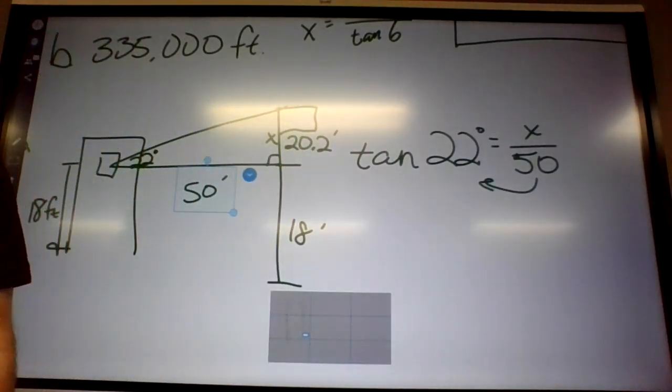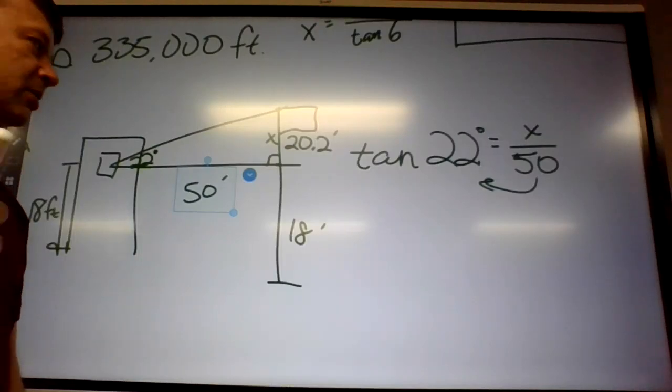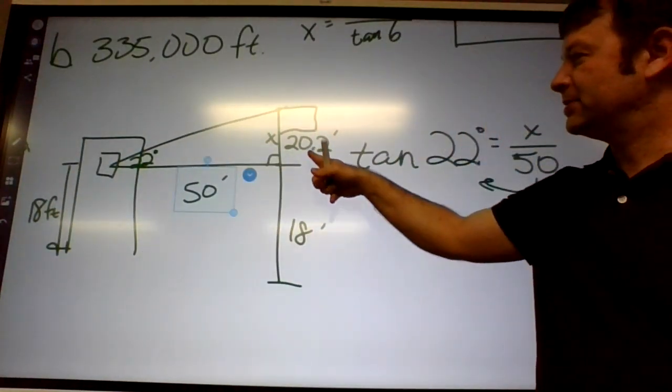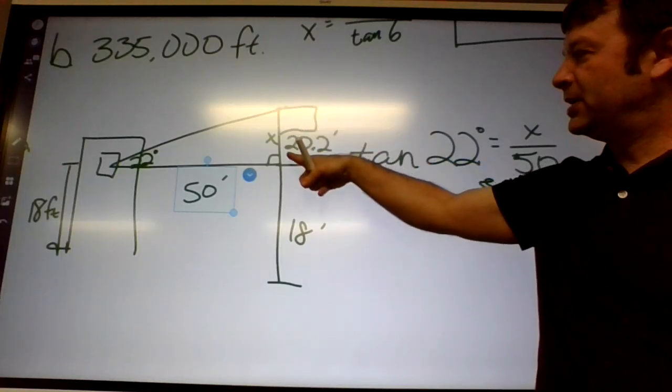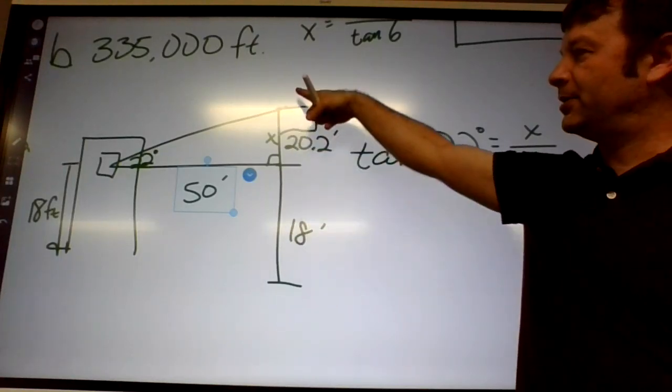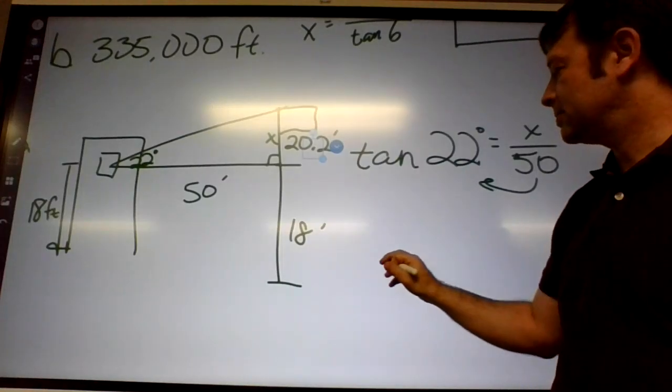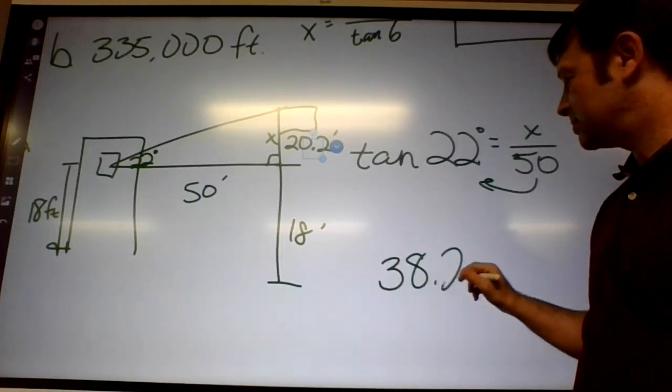But is that the final answer? No, I wouldn't have said that if it was. How do I find the final answer? Add these two parts of the flag together to find the total flag height. So that plus that. 38.2.